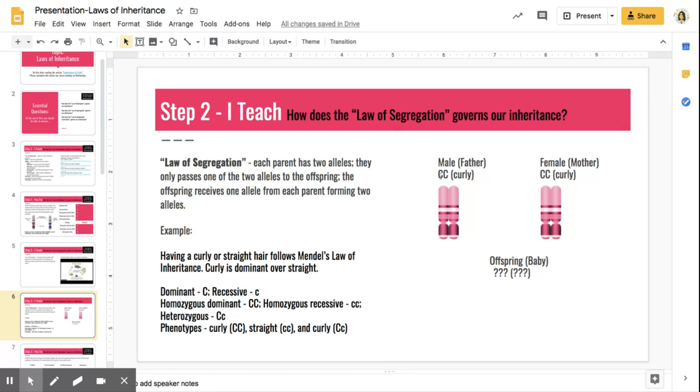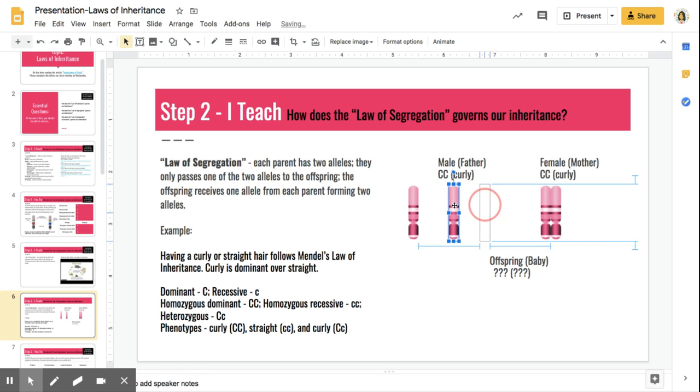So we have the father, the male, having homozygous dominant genotype and curly hair phenotype. Same thing with the mother, having the homozygous dominant genotype and curly hair phenotype. So what's going to happen is during meiosis, this is where the cell divides to create gametes, the two chromatids of the chromosome coming from each parent segregate. So they are separated.